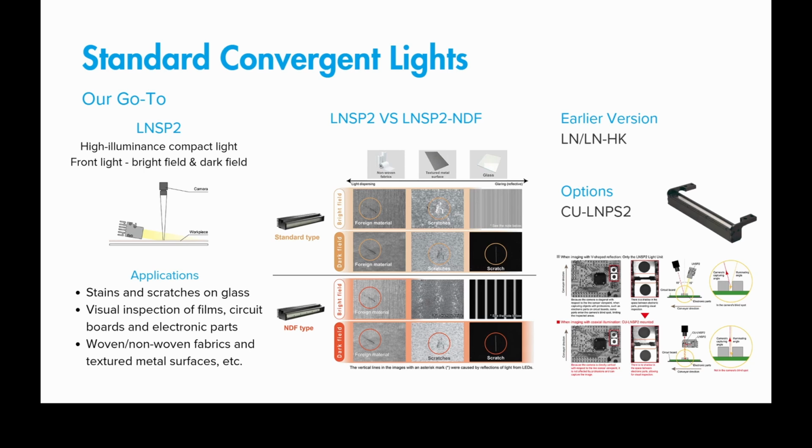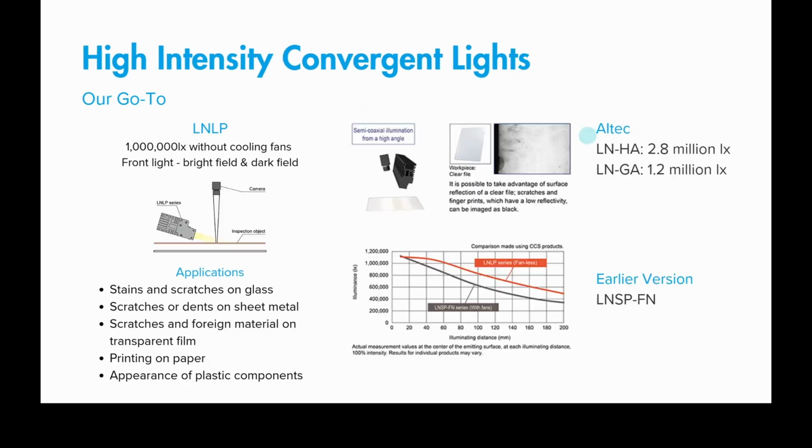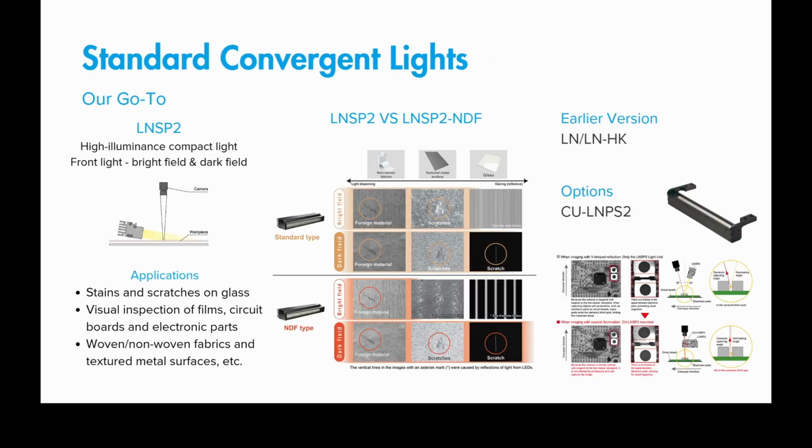So our standard convergent lights, our go-to is going to be the LNSP2. The reason for this is it's very high luminance, it's very compact, it can work as a front light in bright field or dark field, again just depending on the angle at which you're putting it to the camera. This example configuration has it set up as a dark field illumination. The applications for the LNSP2 are just kind of standard line scan applications that use front lighting, so you can look at stains and scratches. Any visual inspection on circuit boards is a common one. Woven, non-woven fabrics, stuff like that.